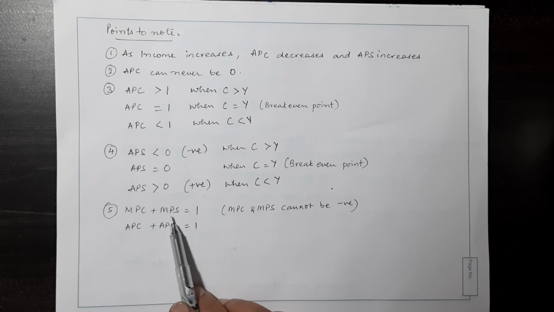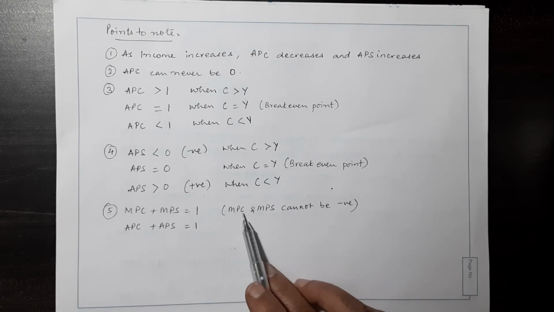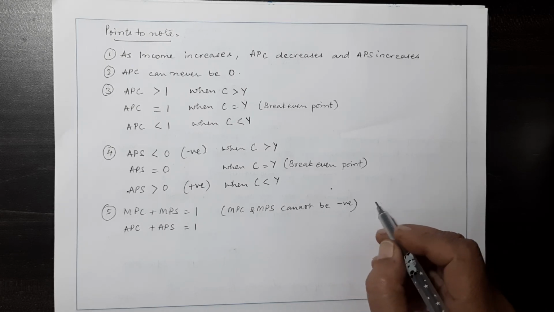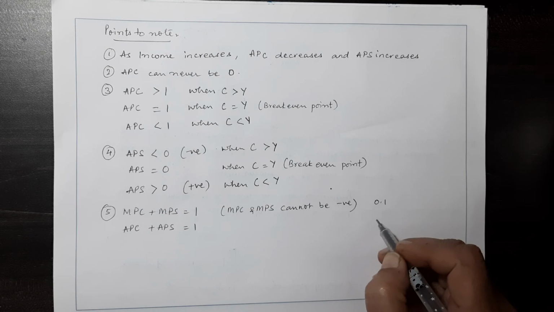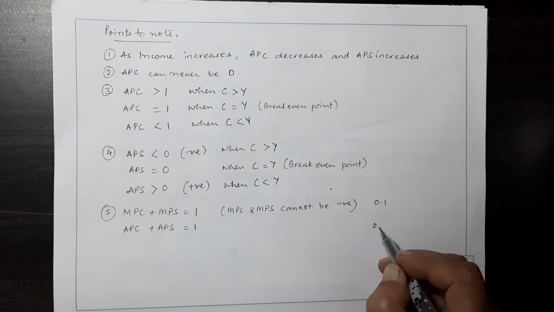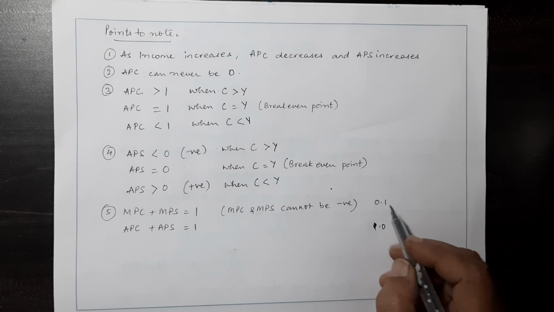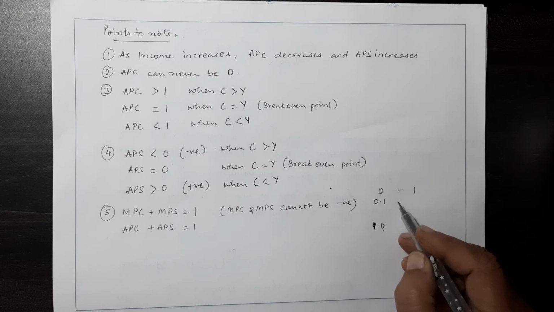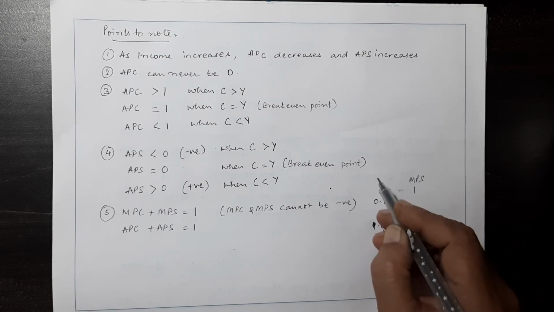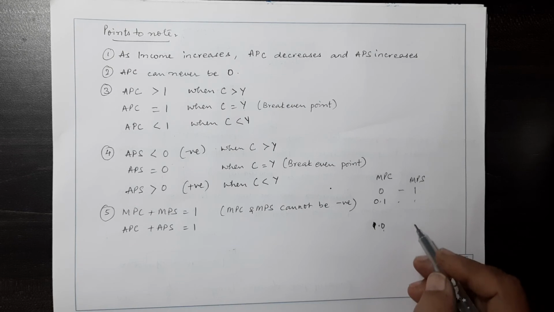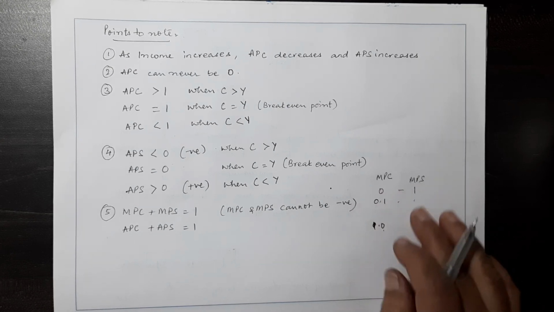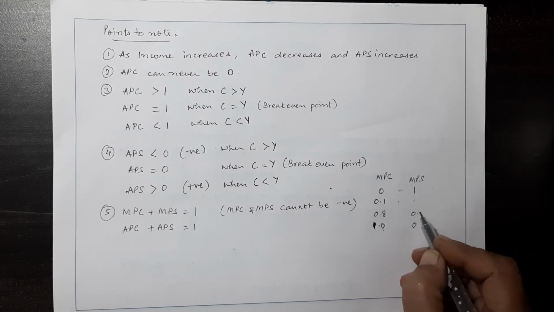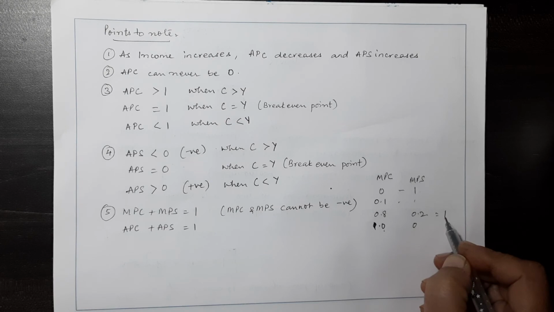Now, MPC plus MPS is equal to 1, and MPC and MPS cannot be negative. Why? We learnt MPC values can be from 0 to 1. That means the values range from 0 to 1. So, what happens? MPC becomes 1 to 0, and MPS becomes 0 to 1. So, all these values will be positive values only. So, at 0.8 we learned it should be 0.2. So, that will be equal to 1.